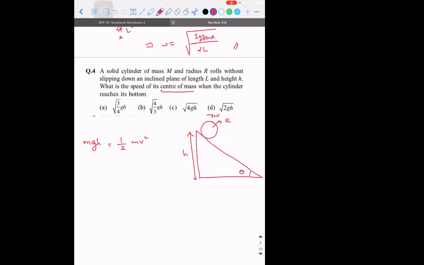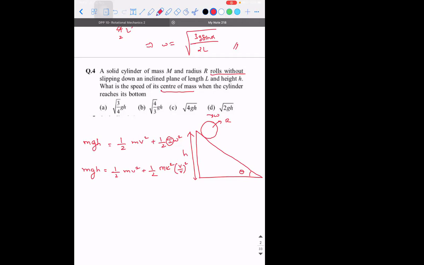Yes, that's right. It has half mv square plus half I omega square. So mgh will be equal to half mv square plus half into, in the place of I, I am not going to write mr square, because mr square is the moment of inertia only for a ring. Had it been a disk, it would be mr square by 2. But I will write I in terms of a common formula, mk square. That is the reason why we define radius of gyration. And since it rolls without slipping, omega is equal to v by r.